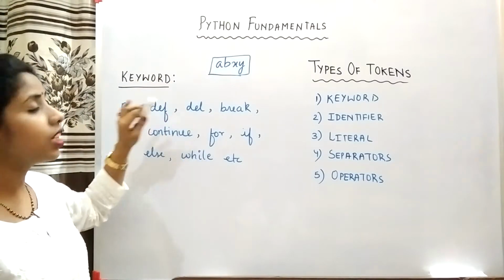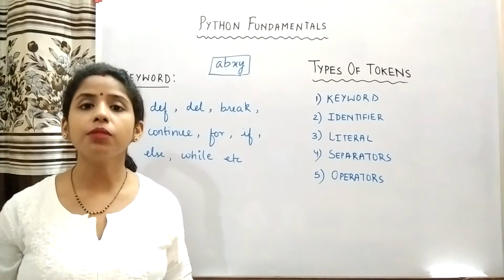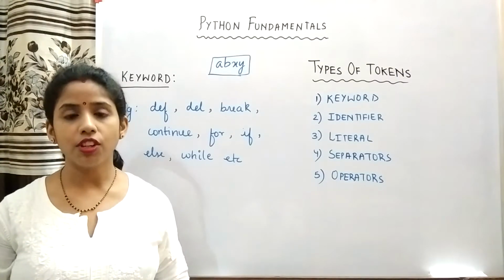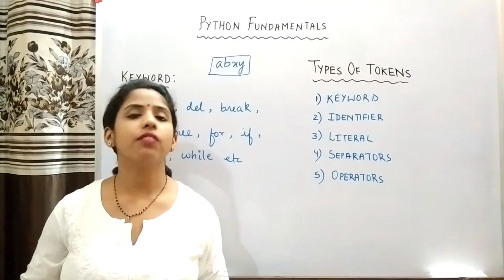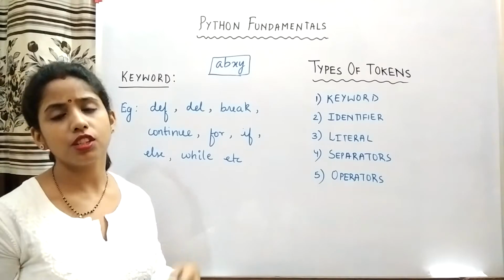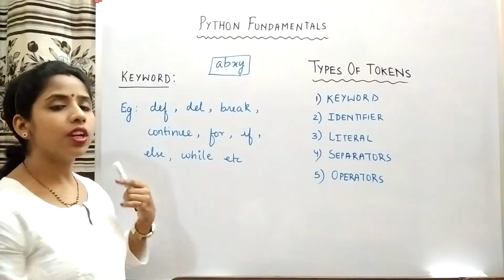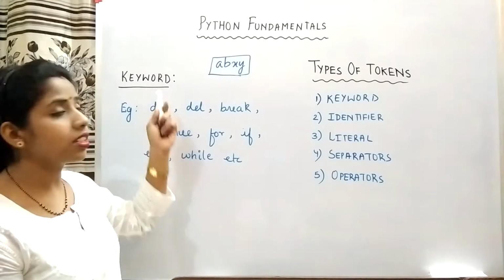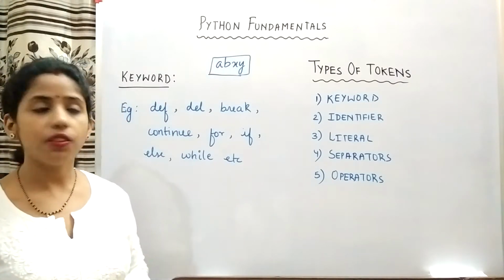According to the definition, keywords are the reserved words which have a special meaning for the language compiler or interpreter. Means whatever translator that language is utilizing, like in case of Python we have an interpreter, in case of C++ and Java we have a compiler. So whatever is the translator, that translator has a special meaning for that word, and such words are called keywords.